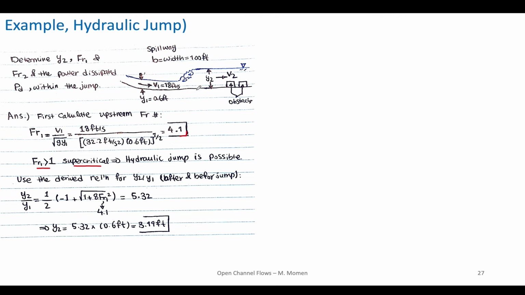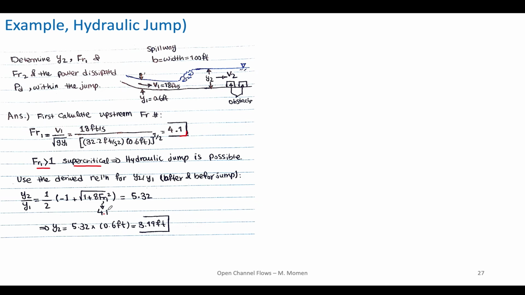So Y2, which is the depth of the fluid after the jump, over Y1, the depth of the fluid before the jump, equals 1/2 times minus 1 plus the square root of 1 plus 8 times the upstream Froude number squared. The upstream Froude number is given here; we found it to be 4.1.